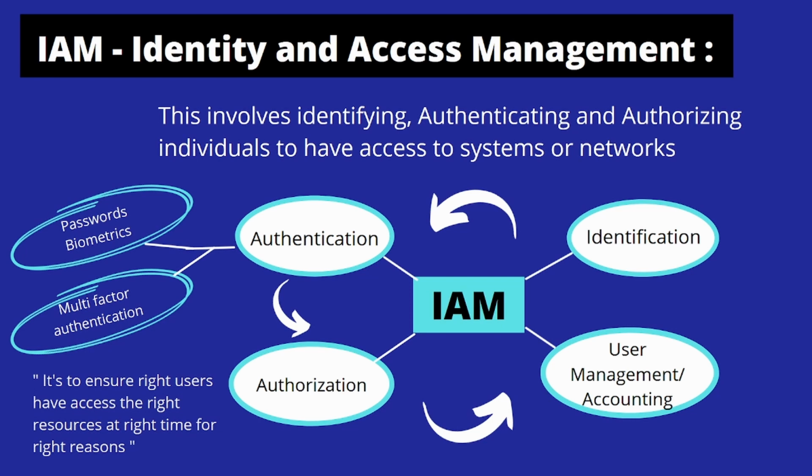Identity and access management involves identifying, authenticating, and authorizing individuals to have access to systems or networks. The idea behind IAM is to ensure the right users have access to the right resources at the right time for the right reasons. Firstly, it begins with the identification process. It identifies the users and then it authenticates if it's really the user trying to access the resources.